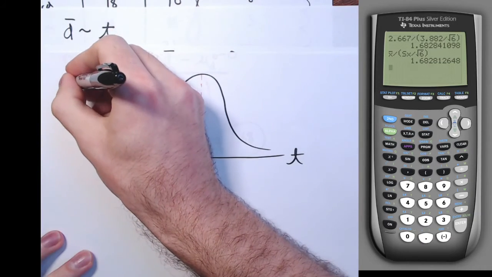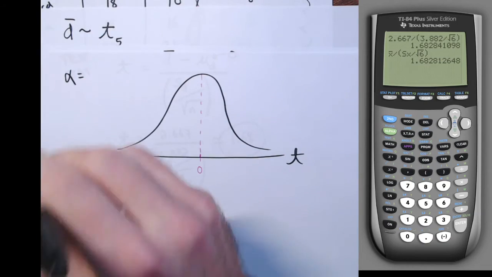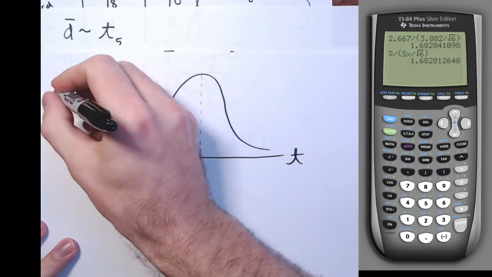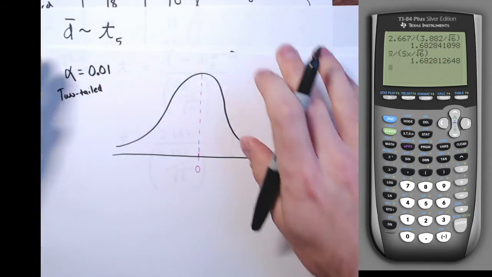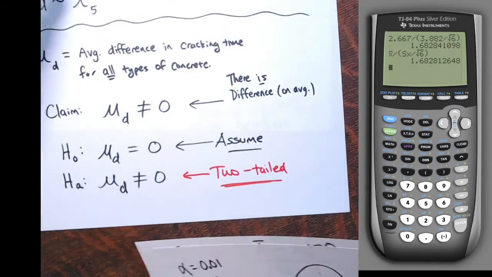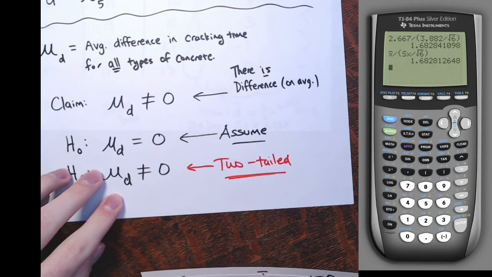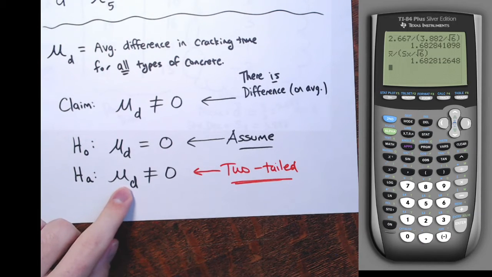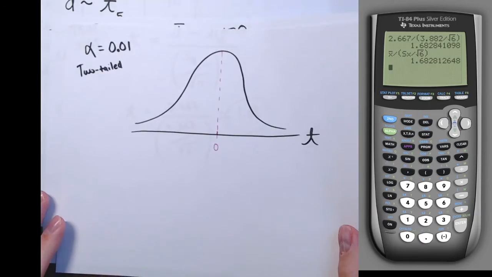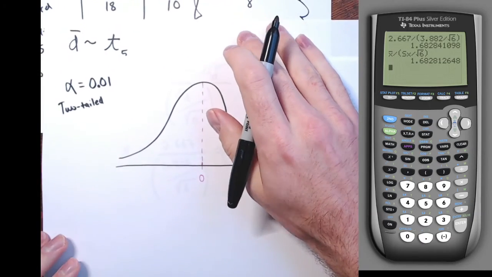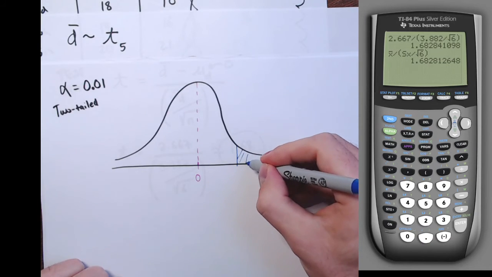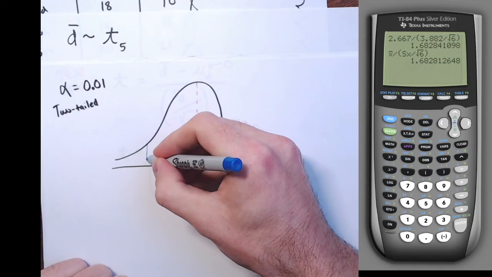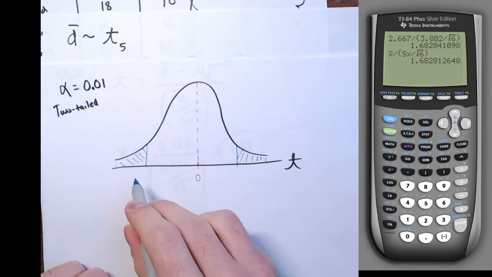The significance level, I forgot to mention this earlier, the value of alpha was 0.01. And we said earlier it is a two-tailed test. The alternative hypothesis was that there is a difference on average between the cracking times for rebar and fiber. So alpha is 0.01. It's a two-tailed test, meaning I'm looking for 2 critical values, setting up 2 rejection regions, one in the right tail and one in the left tail, and these should be the same area.